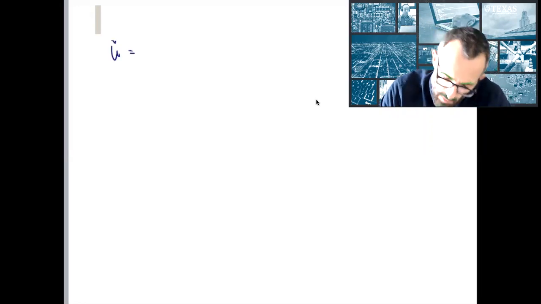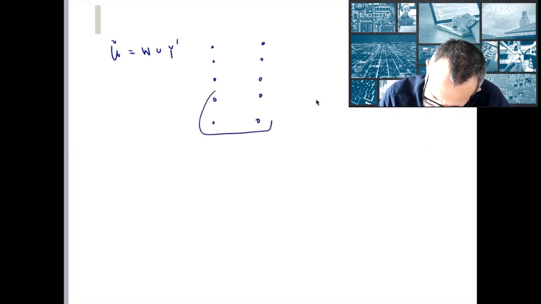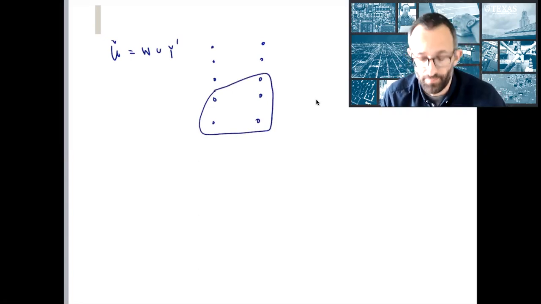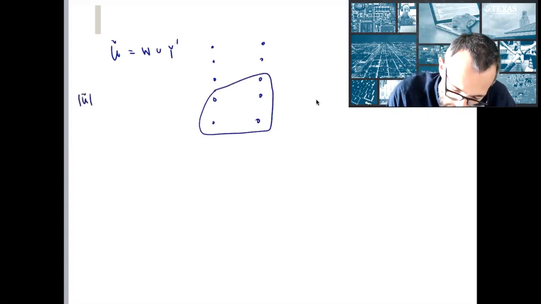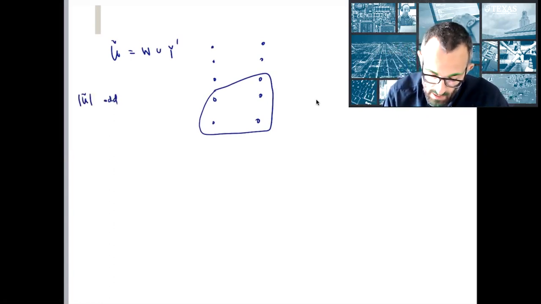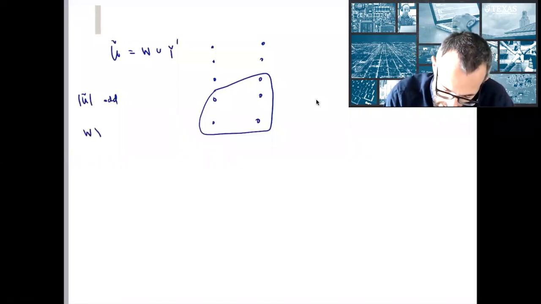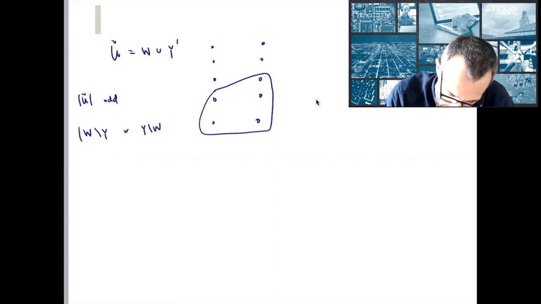So we have our set u tilde, which is equal to w union y dash. Let's see our example picture one more time. And we had said in our example that this is it. And because we're assuming that u tilde is odd, you'll note that what this means is that we must have w minus y, or y minus w, must be odd.